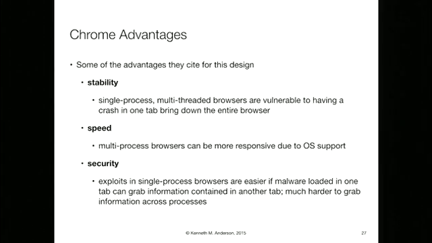Let it optimize how it's going to use the cores. And then security. If you've got a JavaScript exploit or some other security exploit that tries to, from one window, attack the information that was stored in another window, you can't do that now. The other window is in another process. It's much harder to get across that process boundary than it is when you're in a single process.